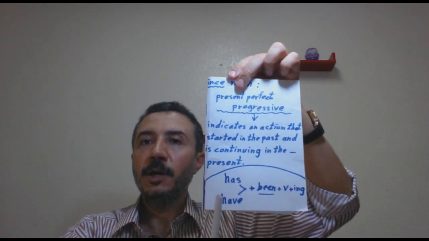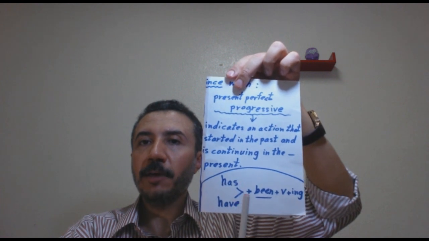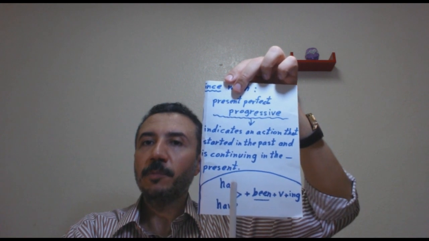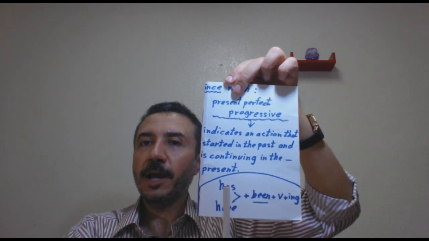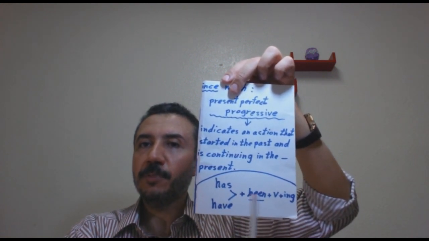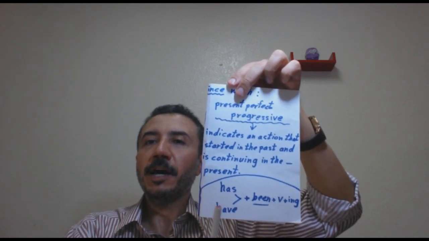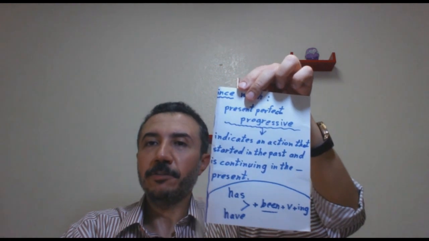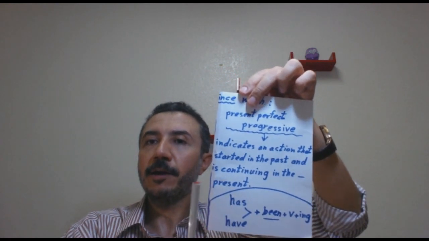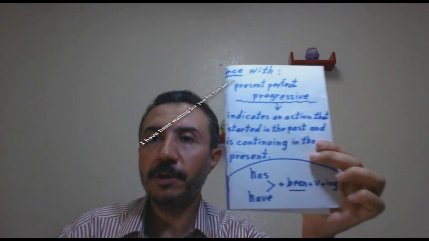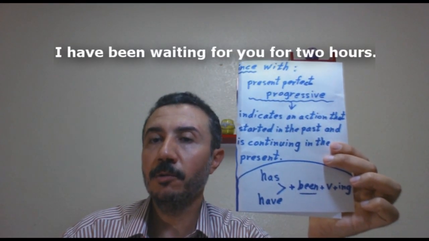The form of the present perfect progressive is has or have plus been plus verb plus ing. For example, you can say: I have been waiting you for 2 hours.